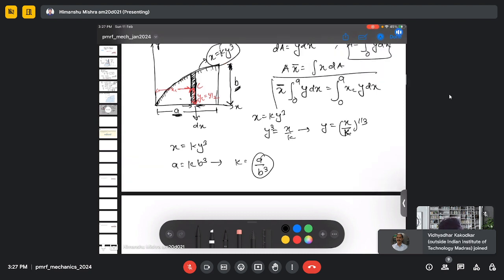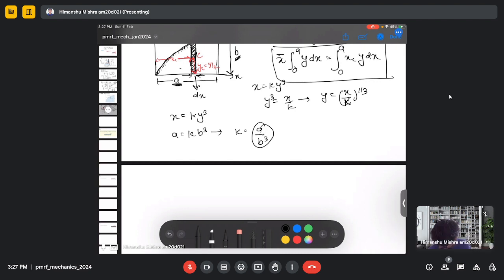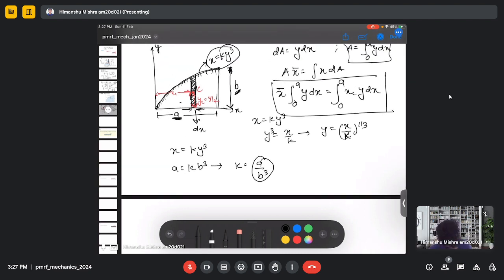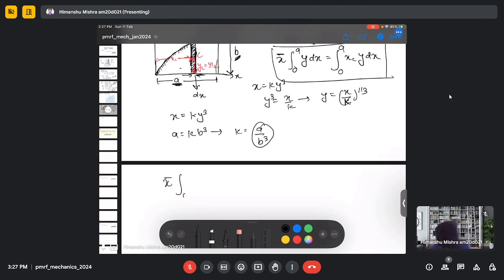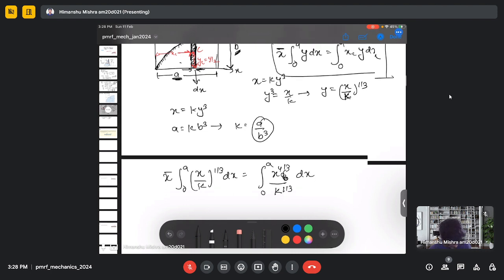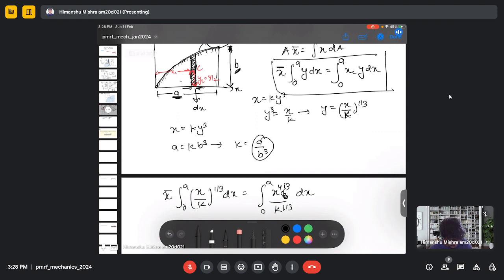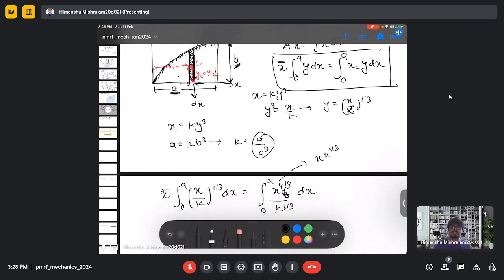So now we can solve this expression. So we will have x bar times the integral from 0 to a of (x by k) to the power 1 by 3 dx equals the integral of x multiplied by x to the 1 by 3, which will give us x to the 4 by 3, with k to the 1 by 3, dx from 0 to a.